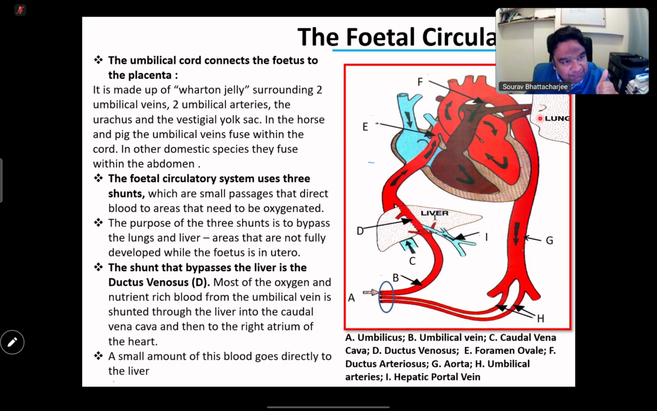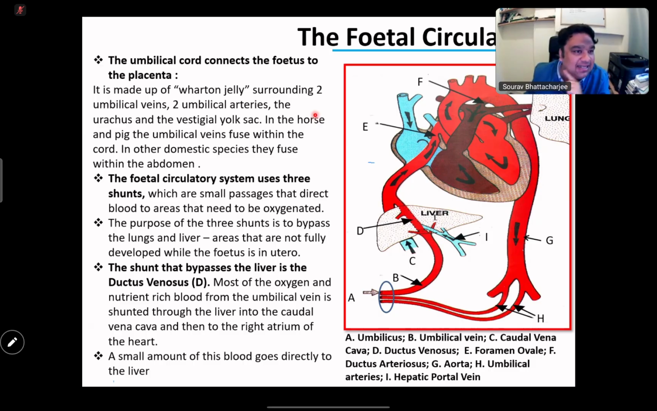You have hemoglobin F, which extracts all the oxygen out of the maternal blood, because the maternal blood has hemoglobin adult. The fetus has hemoglobin fetus. So HbF extracts all the oxygen, plus the circulation in the fetus bypasses the liver and the lungs, because these two are solid organs. So to push the blood through them will create a lot of workload for the maternal heart. Ultimately, it will fail. That cannot be allowed, of course.